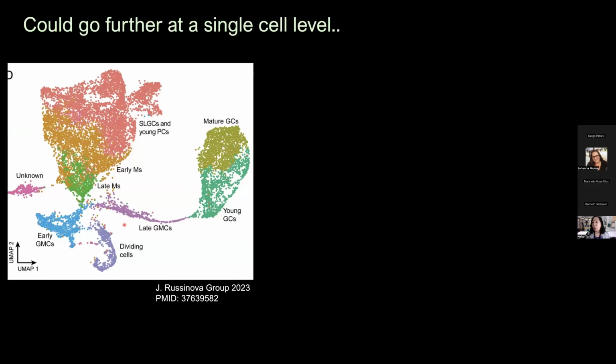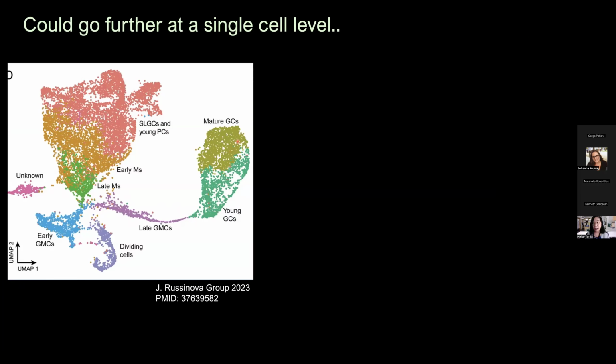But more recently, of course, everybody knows that single-cell technology is kicking in. And you all know this much better than I do, but this is data from Jenny Russinova's group showing stomatal cell types or epidermal cell types. You can do single-cell RNA sequencing and map the trajectory from the proliferating meristemoid state to the differentiation state.